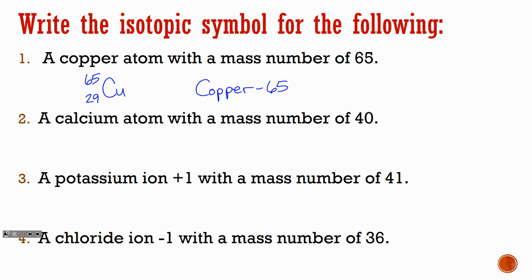Okay, I'm going to skip number 2 and do number 3, and then have you go back and do numbers 2 and 4. So potassium is on the left-hand side of the periodic table. It is number 19, and it is symbolized by a capital K. So I would put the 19 down here, I would put the 41 up here, but it has a +1 charge, so I'm going to put a +1. To write the other symbol, I would do potassium-41 with a +1 charge.